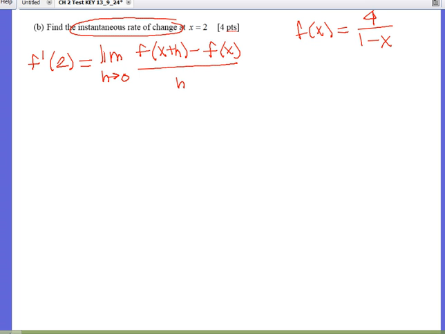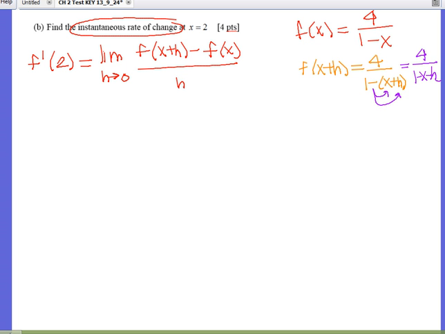And remember, it does help to just write out f of x plus h, which would be 4 over 1 minus x plus h. And here's where most of you lost your negative, which created wrong answers. Remember, the negative needs to distribute to both. So we get 4 over 1 minus x minus h. So I'm going to distribute that now.